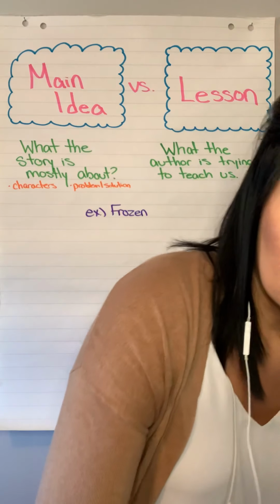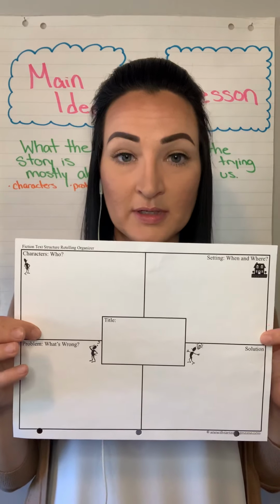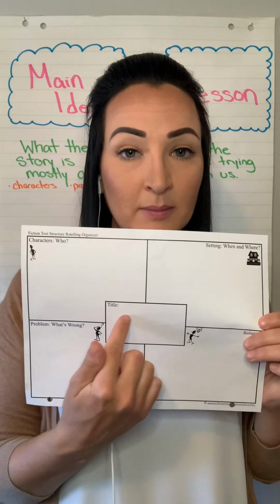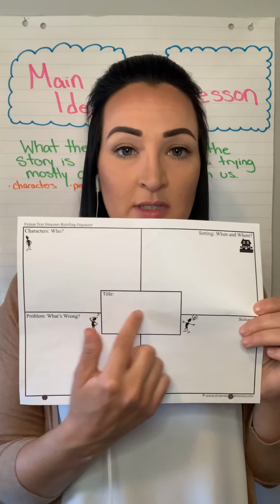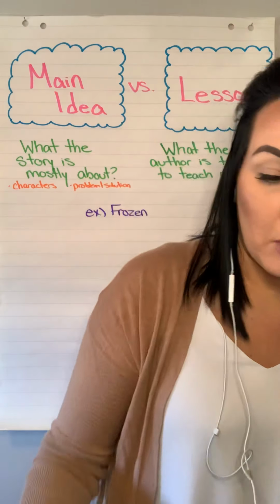So, for today, what I want you to do is I want you to go through your story, review all the different important parts of the book, and in this middle box, I know it says title, but you can just ignore that. In the middle box, I want you to tell me in one or two sentences, what is the main idea? What is the main idea of your story? You're going to think about the characters and the problem and the solution. Okay? So, write that down and I will see you tomorrow and we will talk about lesson.